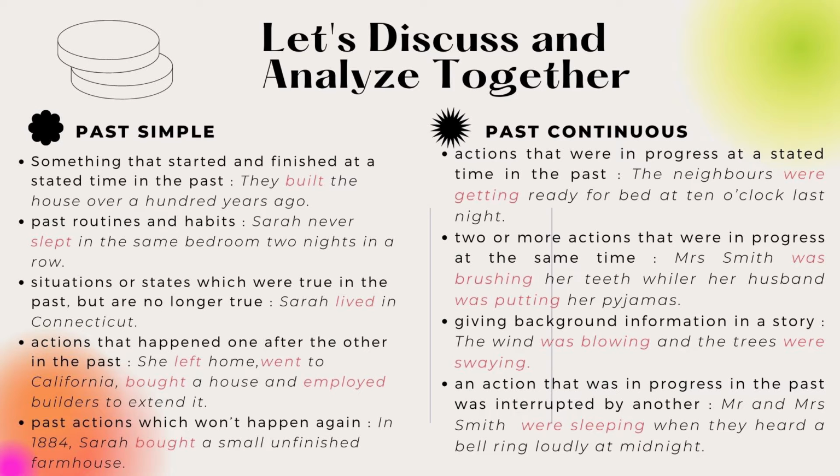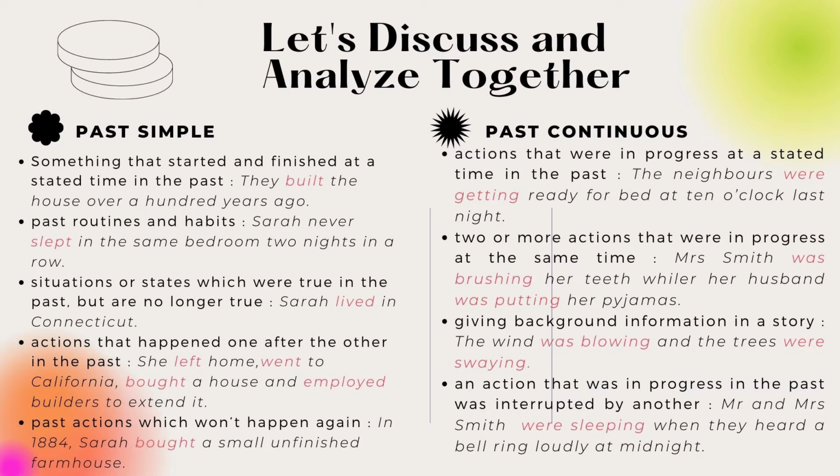Example. The first use of past continuous is for actions that were in progress at a stated time in the past. So the sentence, the neighbors were getting ready for bed at 10 o'clock last night. So you see, the words in red are the verbs in past continuous. Were, getting. So why were? Because neighbors are in plural form. So were, getting, get plus ing. So this is the rule for past continuous.